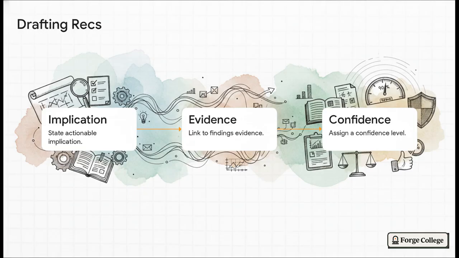Step 1, state the actionable implication. Like, what should a designer or policymaker actually do? Step 2, link that action directly back to the evidence you just established in your findings. And Step 3, assign a confidence level to your recommendation. This formula ensures you're giving plausible next steps based entirely on synthesized data, not just throwing darts at a dartboard.